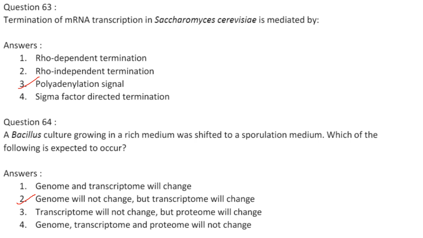Then a bacillus culture growing in a rich medium was shifted to a sporulation medium. Which of the following is expected to occur? So a transcriptome, it is the full range of mRNA molecules expressed by an organism. So genome will not change, but transcriptome will change. Answer is option 2. Genome will not change, but the transcriptome, that is the full range of mRNA molecules expressed by an organism, will change.